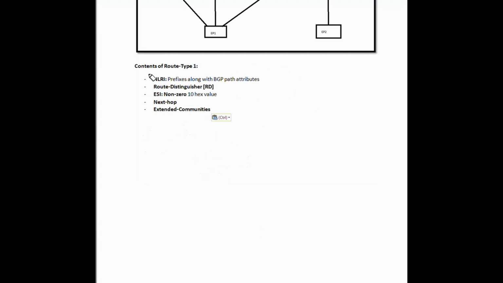And in terms of the contents of route type 1, it is sent from the leaf switches towards the spines as an NLRI, which means that it will contain all the BGP path attributes like the local preference, AS path, weight, type, code, etc. And it will also have the Ethernet segment identifier. And in this case, as it's a multi-homed device, it will have a non-zero 10 byte value. And the next hop will be the loopback IP address of the leaf switch itself.